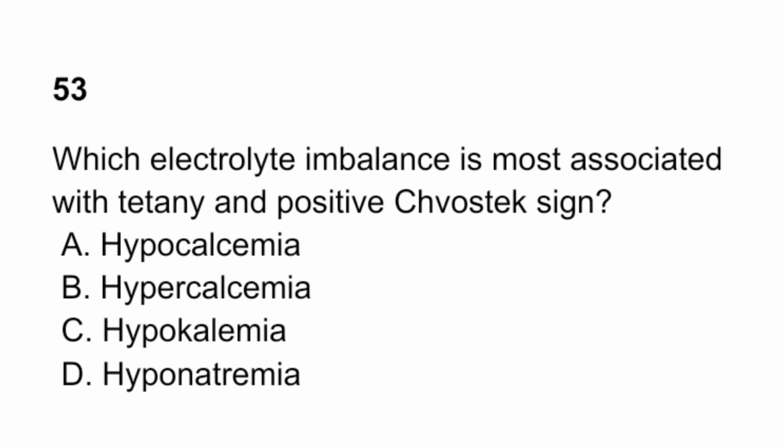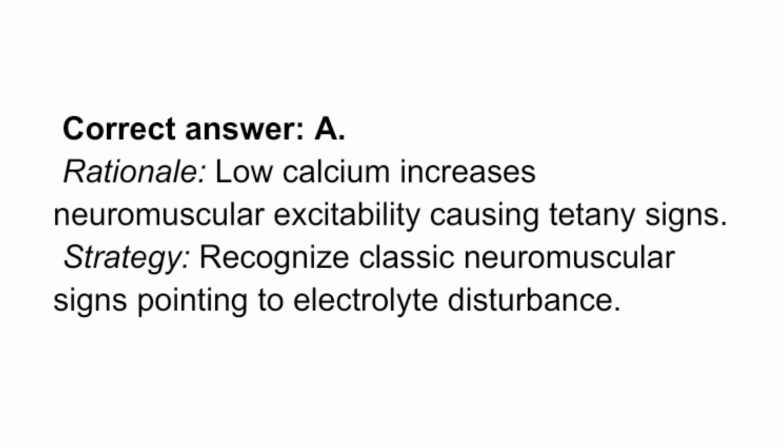53. Which electrolyte imbalance is most associated with tetany and positive Chvostek sign? A. Hypocalcemia. B. Hypercalcemia. C. Hypokalemia. D. Hyponatremia. Correct answer, A. Rationale: low calcium increases neuromuscular excitability causing tetany signs. Strategy: recognize classic neuromuscular signs pointing to electrolyte disturbance.